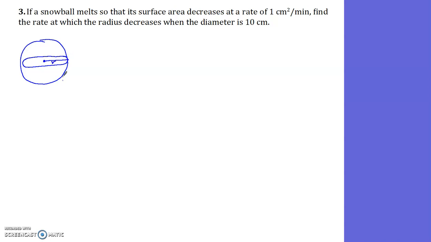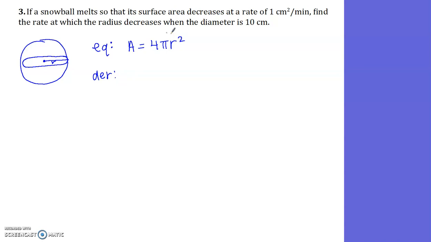Then I've got my radius. So my equation, we're dealing with surface area, so I need to use the surface area, okay? And even if you weren't sure, if you look at your units, since it's centimeters squared, that tells us we're dealing with area. So the surface area formula for a sphere is 4 pi r squared.